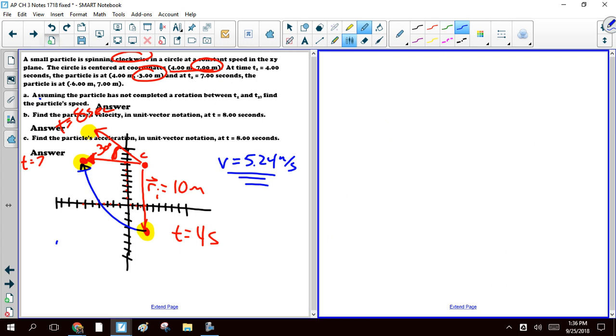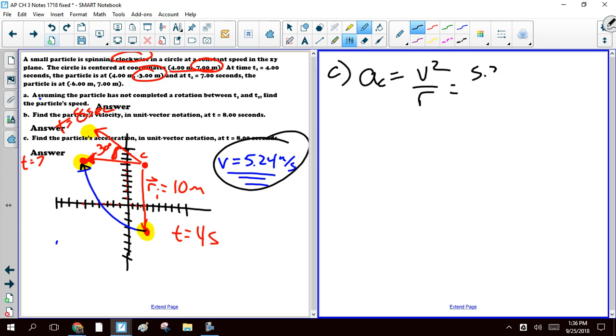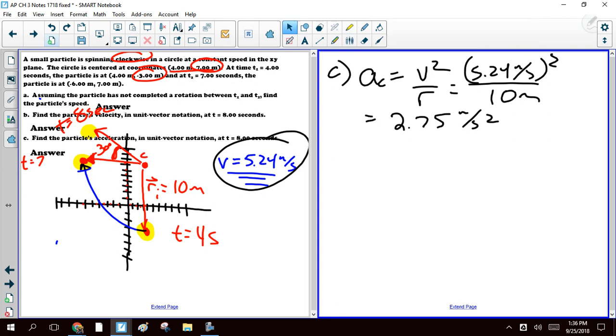All right, and then for part C, it wants the acceleration at that same time. So, well, first we got to calculate the acceleration. So the magnitude of our acceleration is v squared over r. Well, we know our velocity. We know our radius. So the acceleration, if you calculate it, is about 2.75 meters per second squared. Okay? And the direction of it is opposite the radius, right?